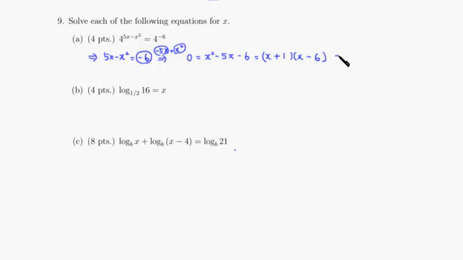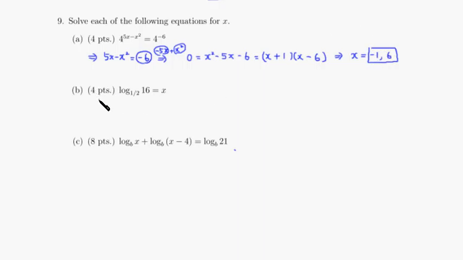So therefore x equals -1 from here, and x equals +6 from there. So we found those two values.